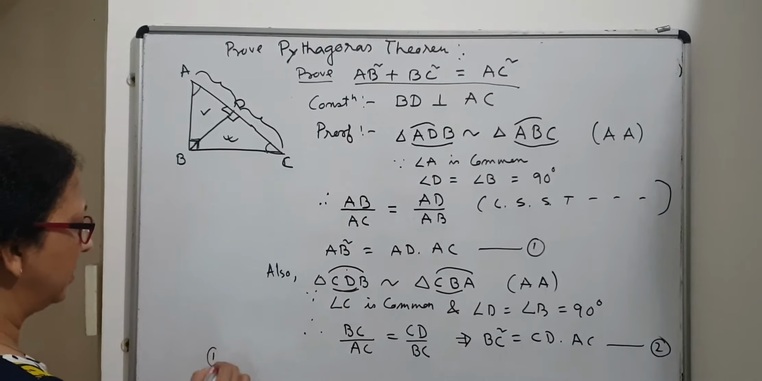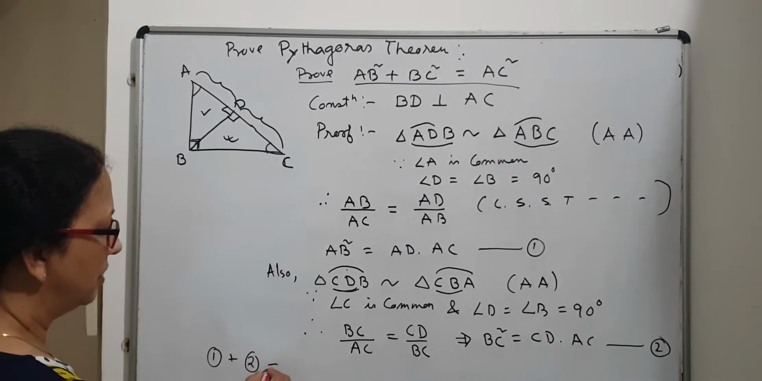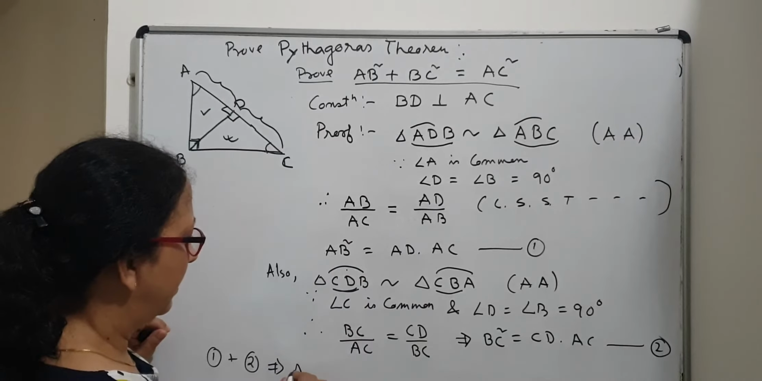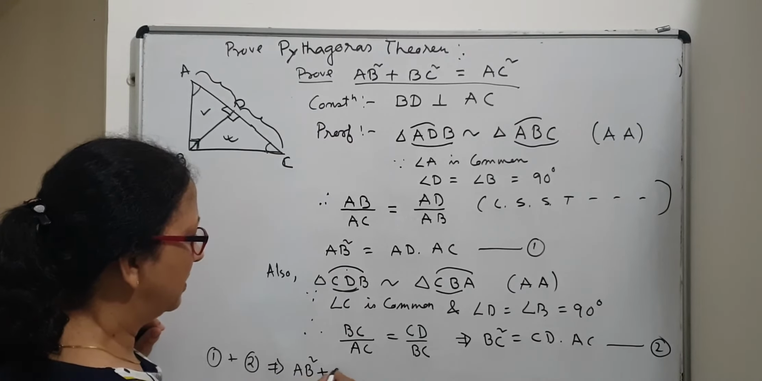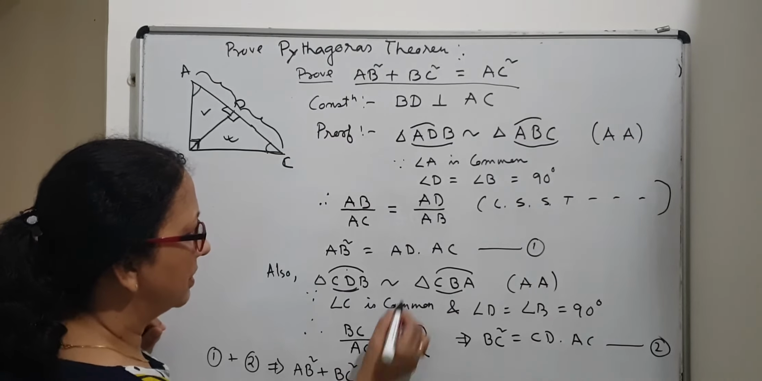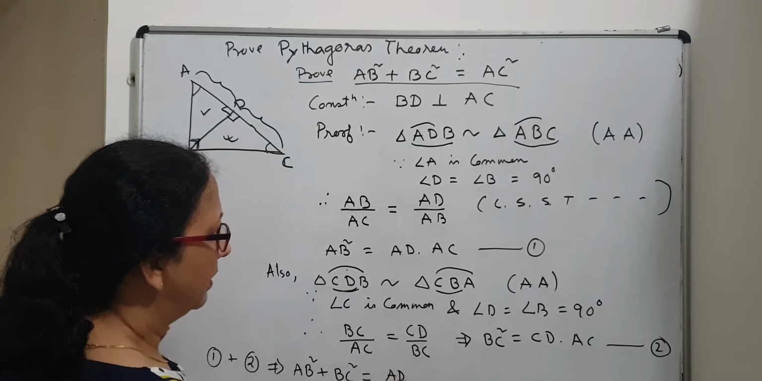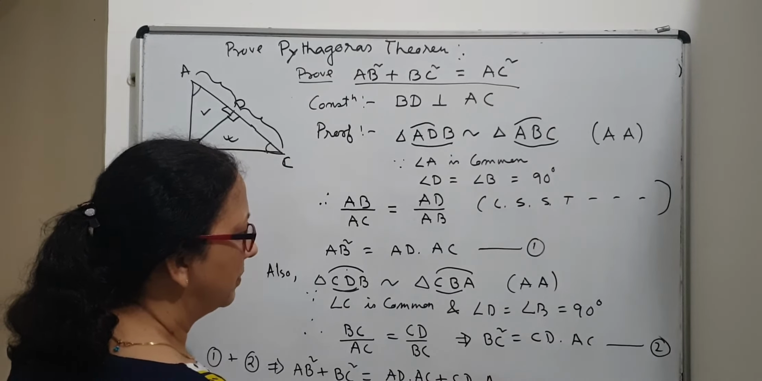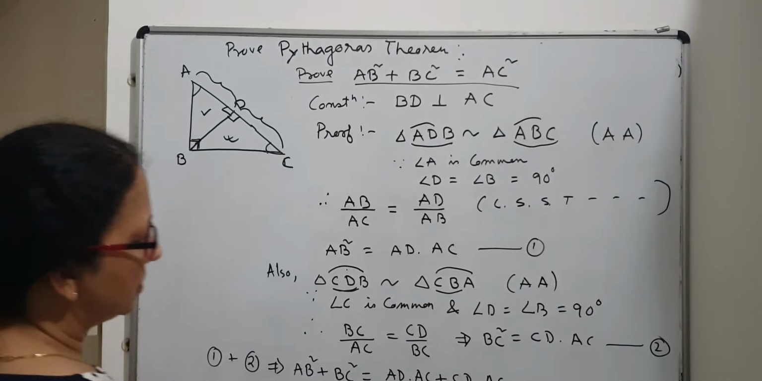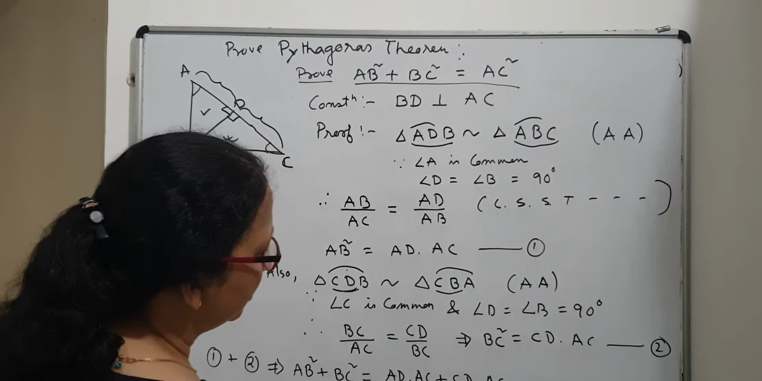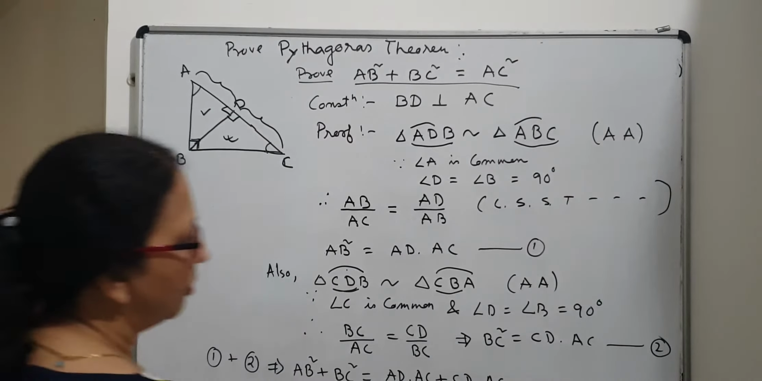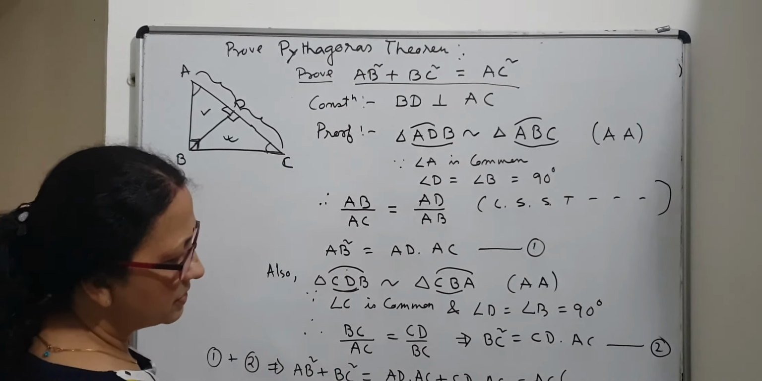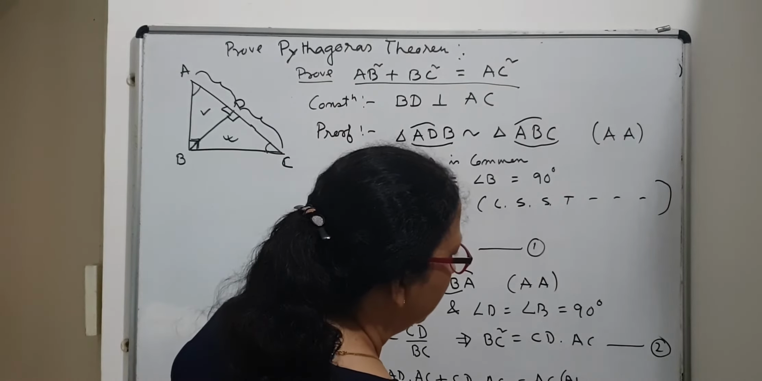So now I will be adding 1 plus 2. If I add, what will I get? AB square plus BC square is equal to AD into AC plus CD into AC. Now in this, what can I take? I can take AC common. So if I take AC common, what will I get? AC into AD plus CD.